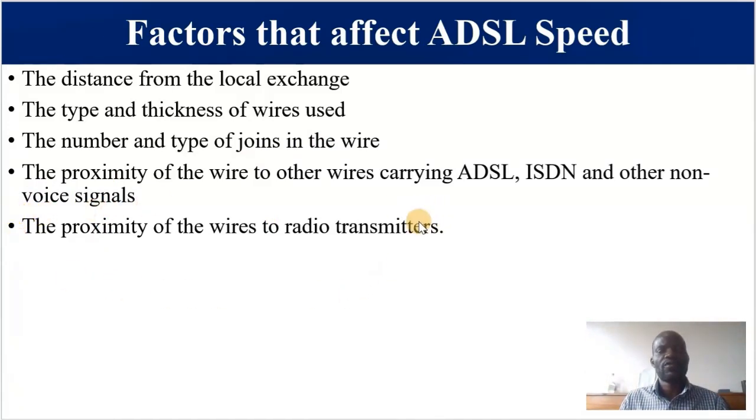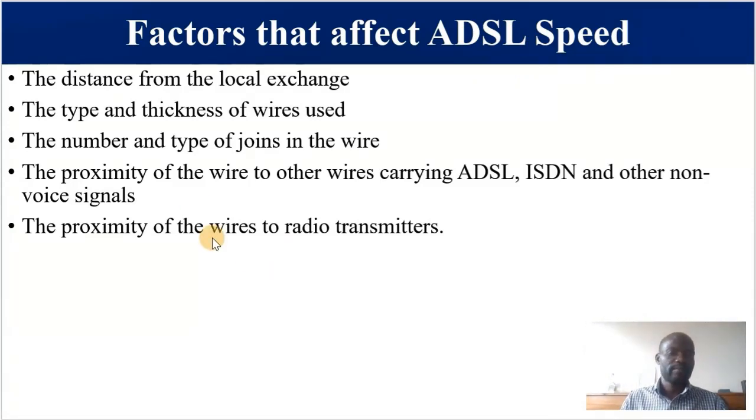Any other signal from some radio transmitter, for example, if it gets into the UTP line, it is a form of noise, hence it is going to result in a reduction in the capacity of a UTP line, meaning less ADSL speeds. So guys, these are the factors that affect ADSL, asymmetric digital subscriber line, speed.